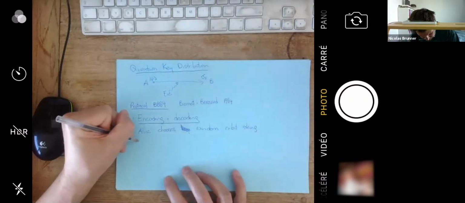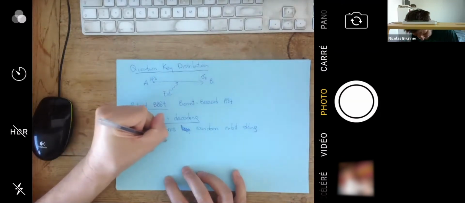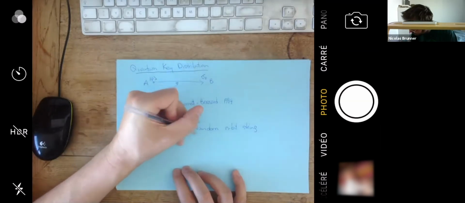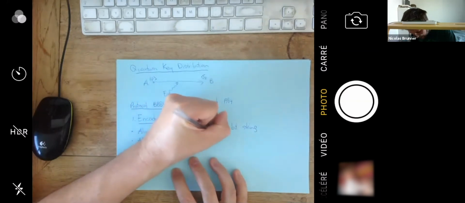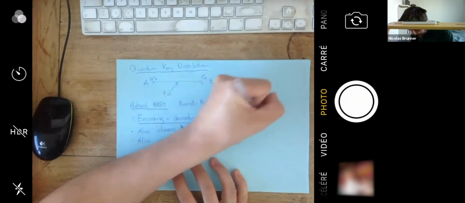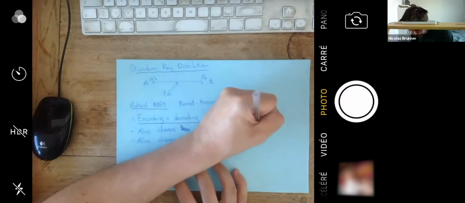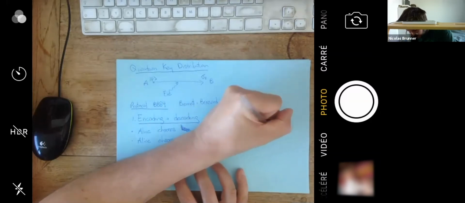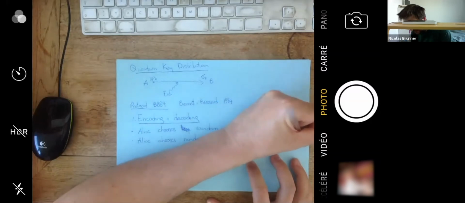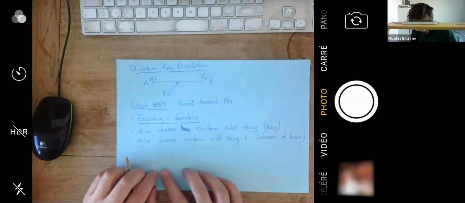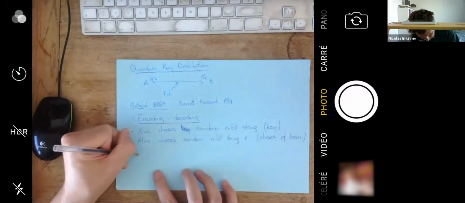At the same time, Alice chooses a random n-bit string. Sorry, maybe let me write key here. Random string R, and this is for the choice of basis. All right. So this must be pretty cryptic at the moment, but it will become clearer now.